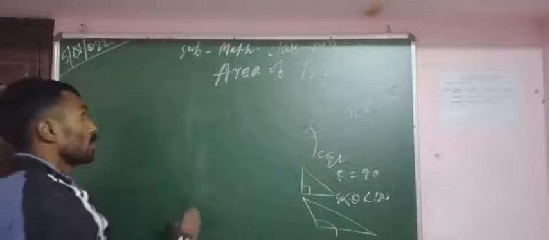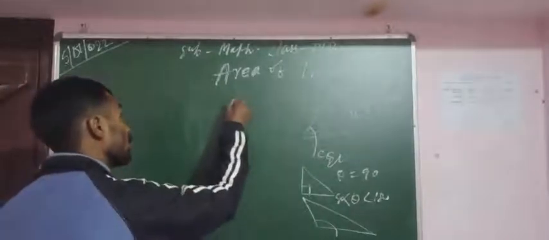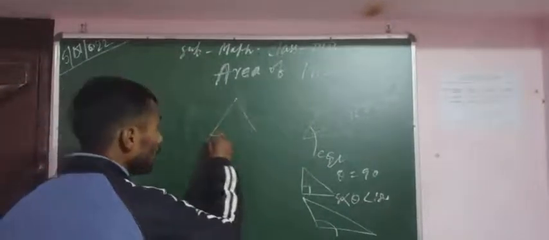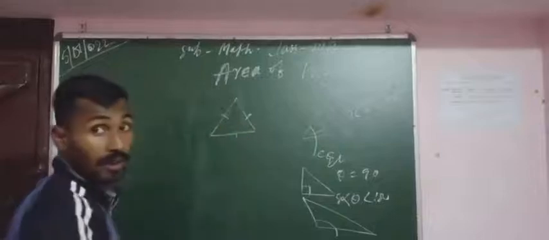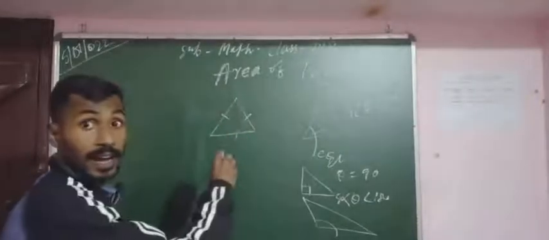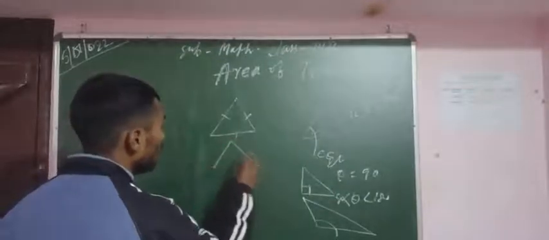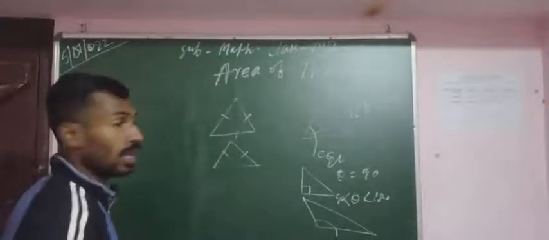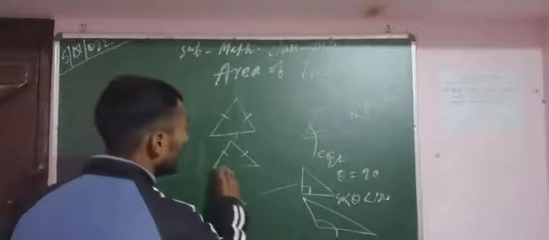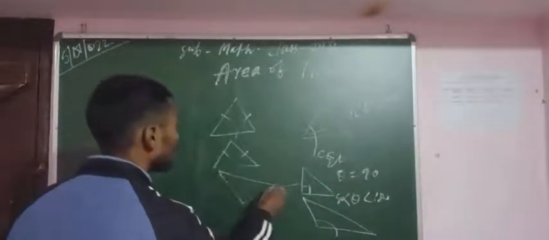The other types of triangle are on the basis of sides. An equilateral triangle is one in which all sides are equal, an isosceles triangle is one in which two sides are equal, and a scalene triangle is one in which all sides are unequal.